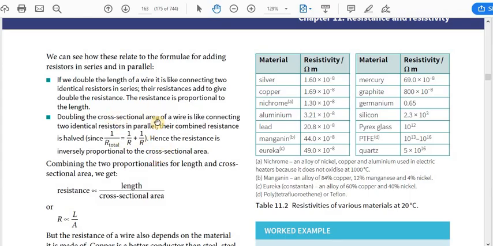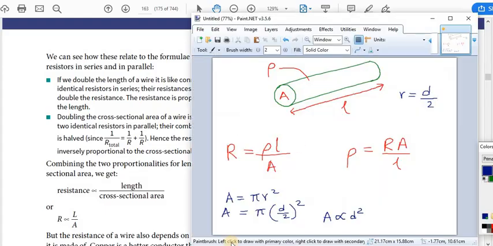So here they explain it in terms of connecting resistors in parallel. If you have another one connected like this, the length is the same, but the area of cross section doubles. So when the area of cross section doubles, the resistance halves. It's like connecting 2 resistors in parallel. Doubling the area of cross section is like connecting another one next to it, connecting it in parallel.